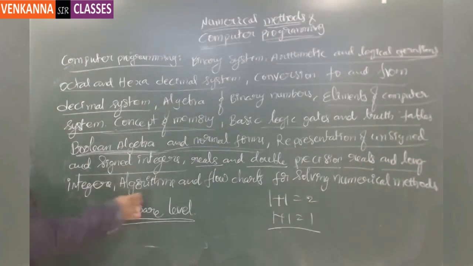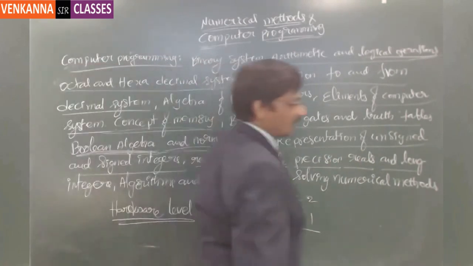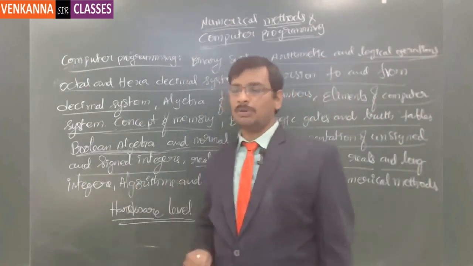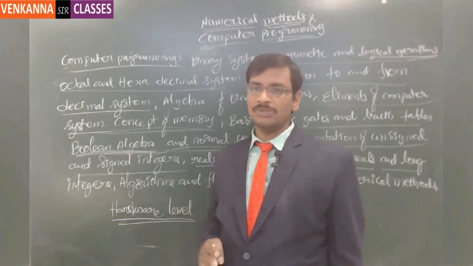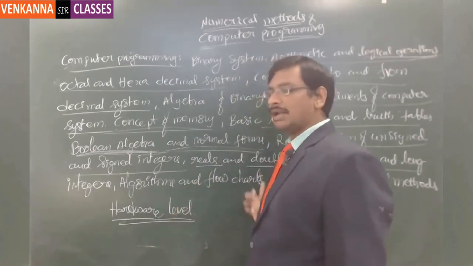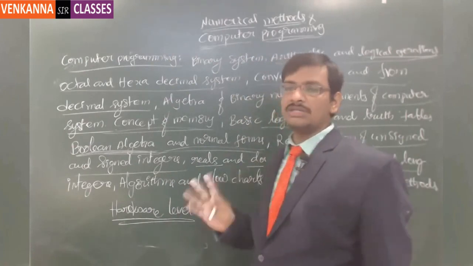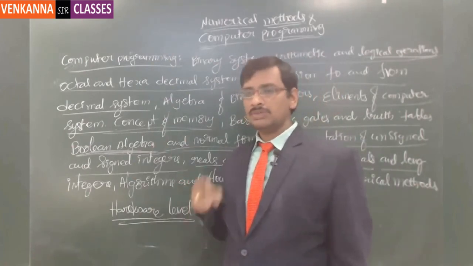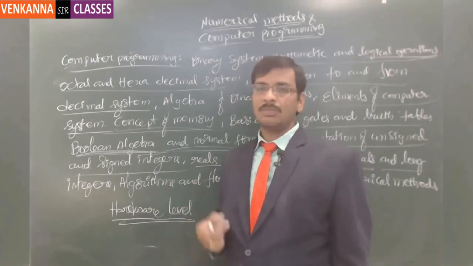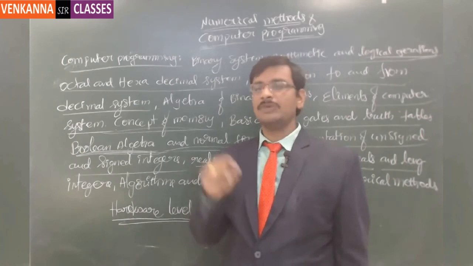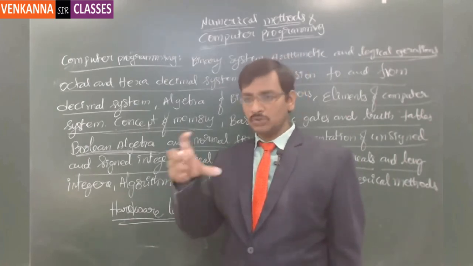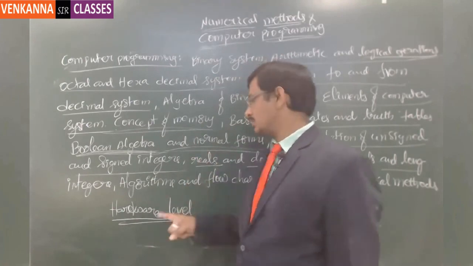Got it? And then algorithms and flowcharts. Algorithms are nothing but a step-by-step procedure to solve a particular problem. If you are writing in a step-by-step manner, that is what is called an algorithm. Finally, the target is to solve a problem. In the same manner, it is far easier to understand if the same steps are represented in a pictorial manner. That way of representing the solution in a pictorial manner is called a flowchart.